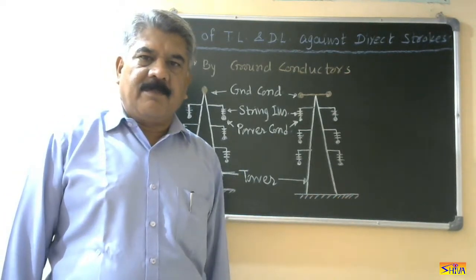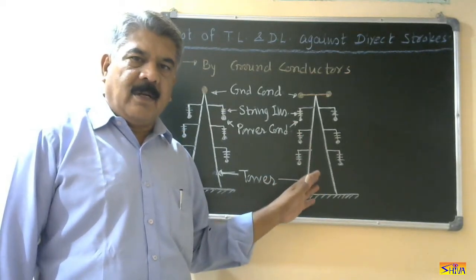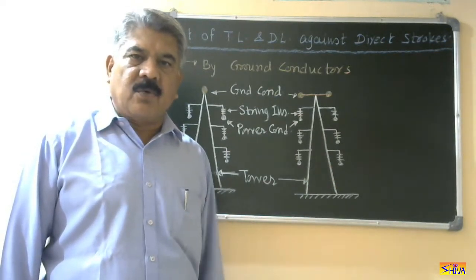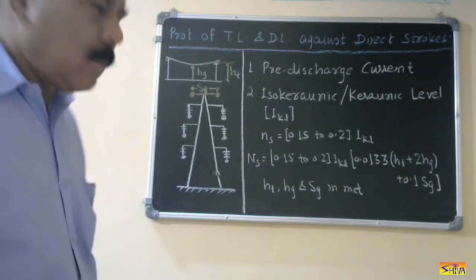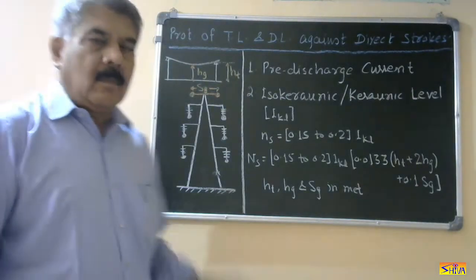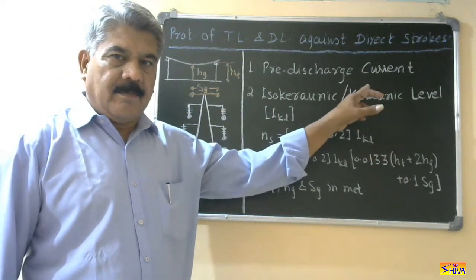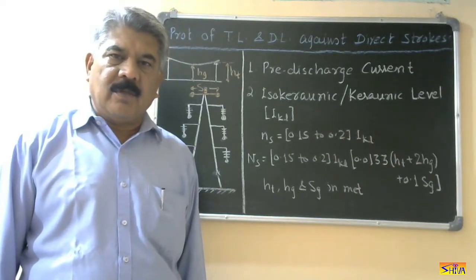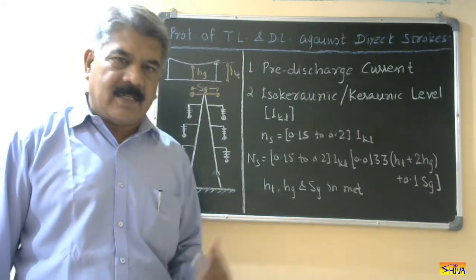Now I will discuss few very important terms associated with the protection of transmission line and distribution line against direct strokes using ground conductors. The first term is pre-discharge current. Definition: it is the current which flows from the ground towards the tower top when lightning discharge is there.